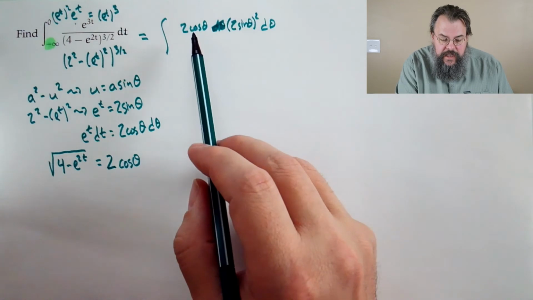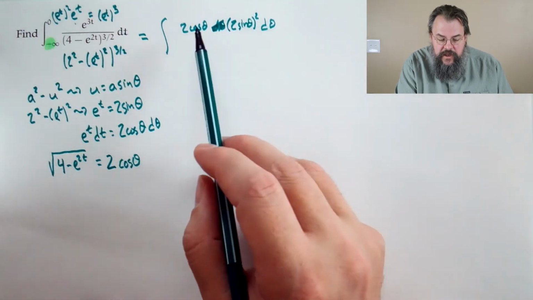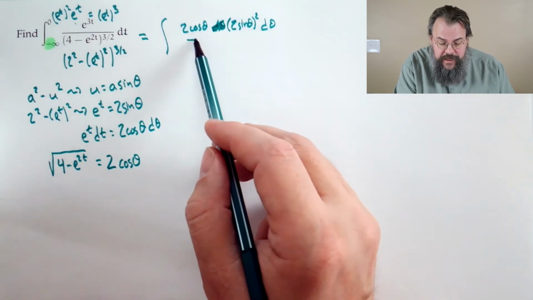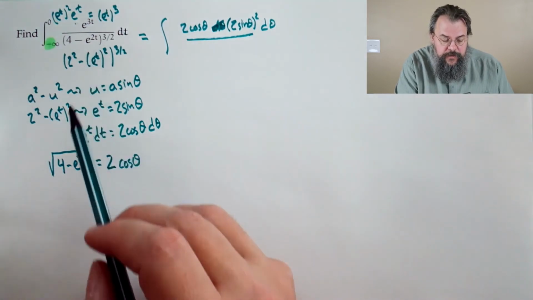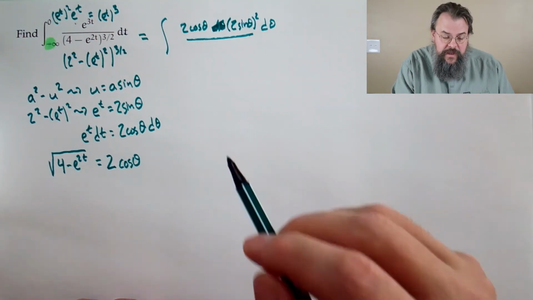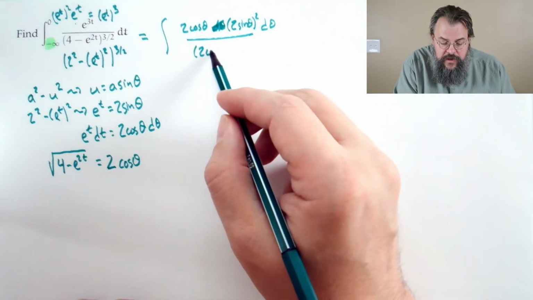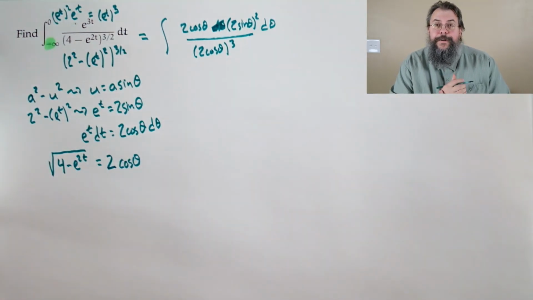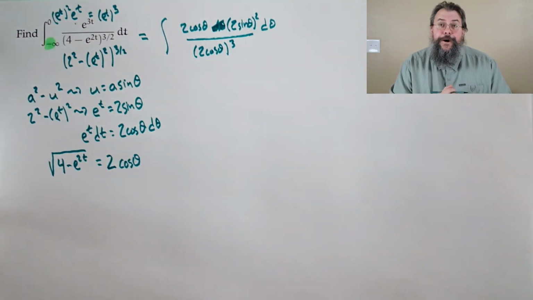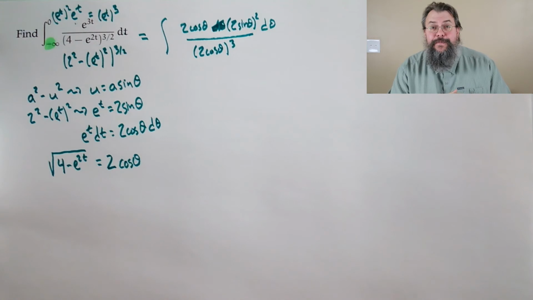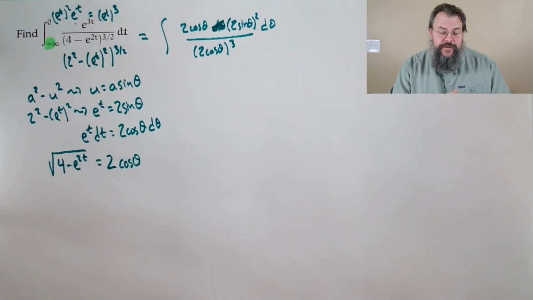Okay, so that's e to the t dt, e to the t squared, divided by, well, that's the square root of 4 minus e to the t cubed, all right, to the 3/2 power. So that's 2 cosine theta cubed. All right. Now, are we done? Have we gotten everything? No, not yet. We haven't gotten our bounds, so we've got to do our bounds.